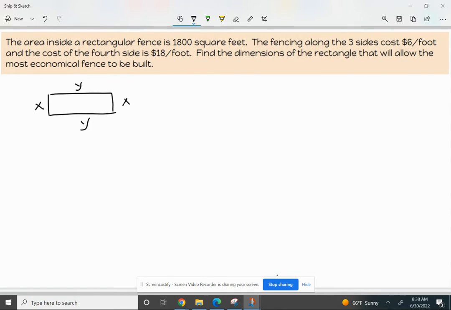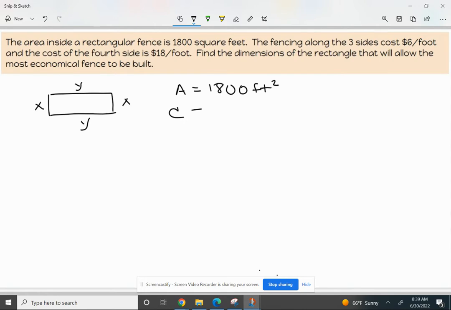Okay, and I want to think about what they have given us and what we're trying to do. What they're giving us is that the area is 1,800 square feet. And what they're asking us for are the dimensions that will make it the most economical. If it's the most economical, it's going to be the cheapest. So we want the cost to be at its minimum. So I want to focus on getting an equation that represents the cost.